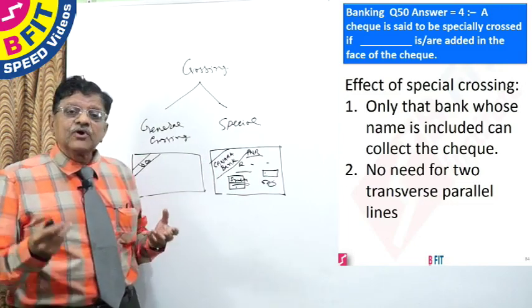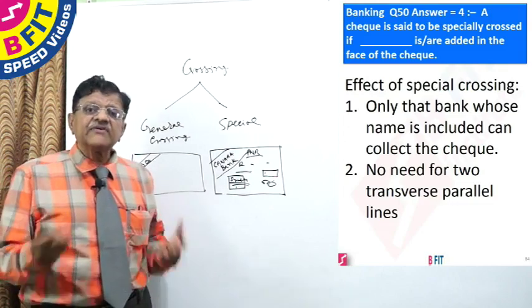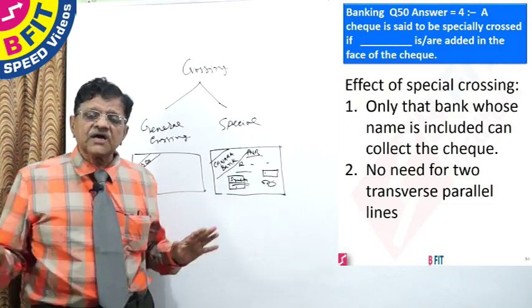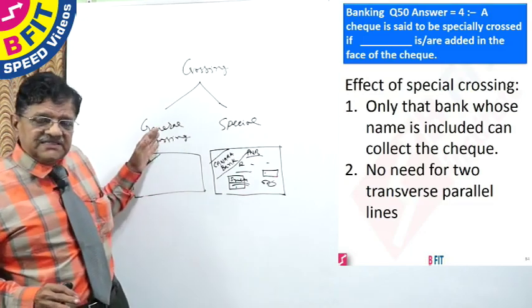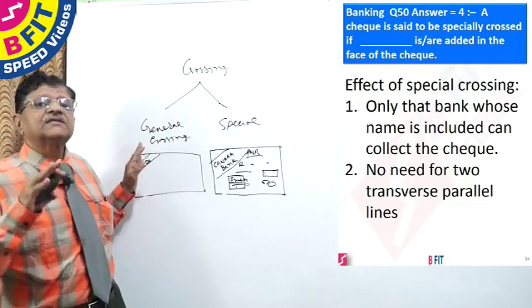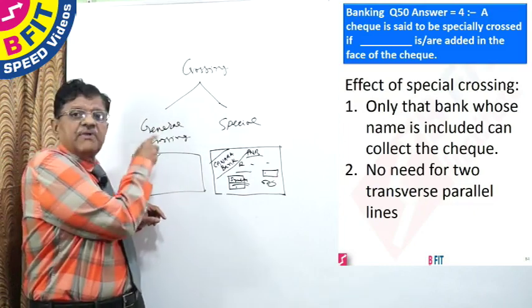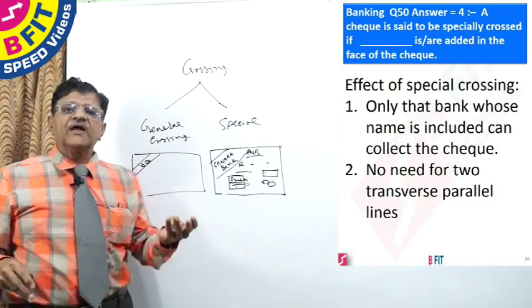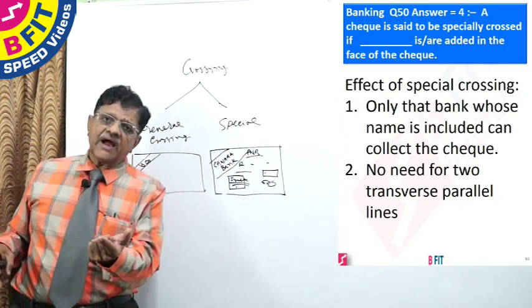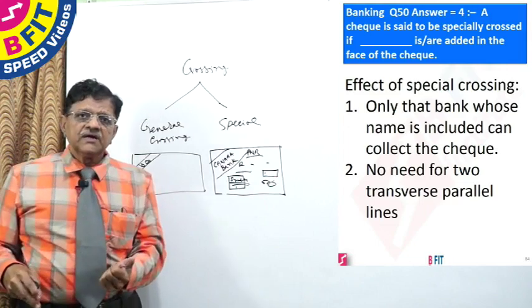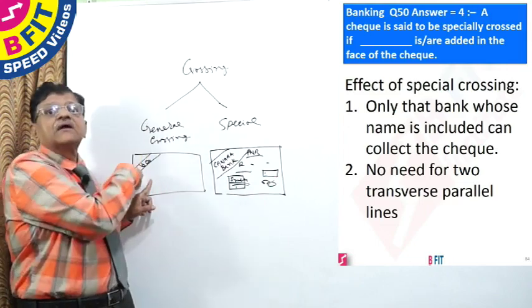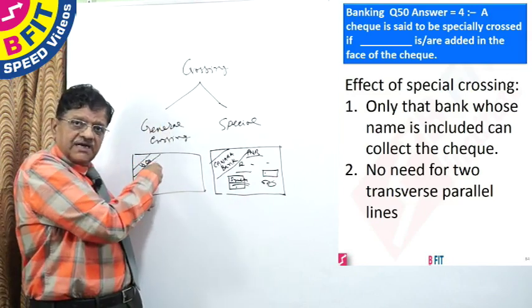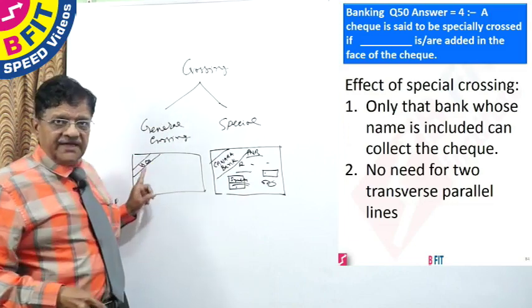Why? Look at the definition of crossing. What is the effect of crossing? The effect of crossing is that you cannot get cash across the counter. This is called general crossing. Why is it called general crossing? This is not crossed to any bank. Suppose you have 5 accounts: one in Bank of India, one in Syndicate Bank, one in Canara Bank, one in Bank of Maharashtra. You can collect this check in any bank. That is why it is called general crossing.